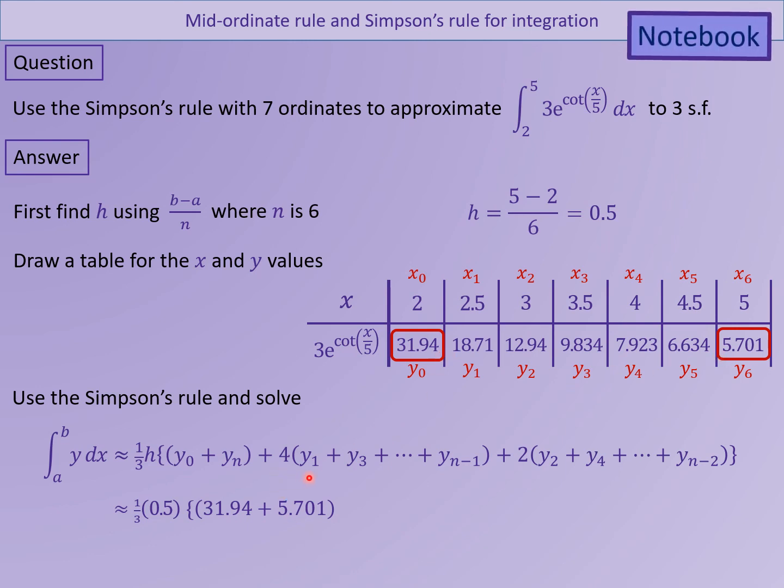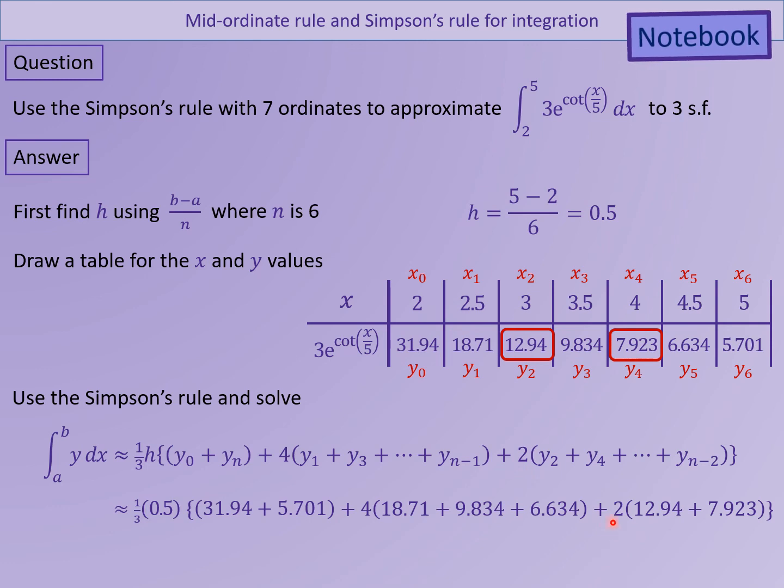4 lots of all the odd terms. So the y1, the y3, the y5. So 4 lots of each of those. And again, they're ticked off. I won't be using them again. Plus 2 lots of basically anything you haven't used. So I haven't used those two, the y2 and the y4. So I write those in. Just double check. 1, 2, 3, 4, 5, 6, 7 numbers, 7 ordinates, 6 strips. And each of those has been used once. It's always a good idea just to double check, make sure that everything's correct.